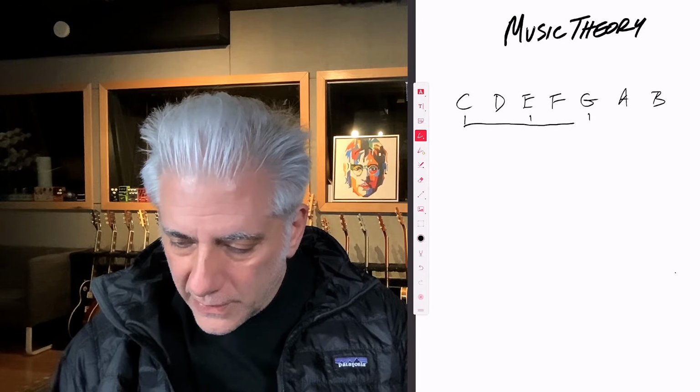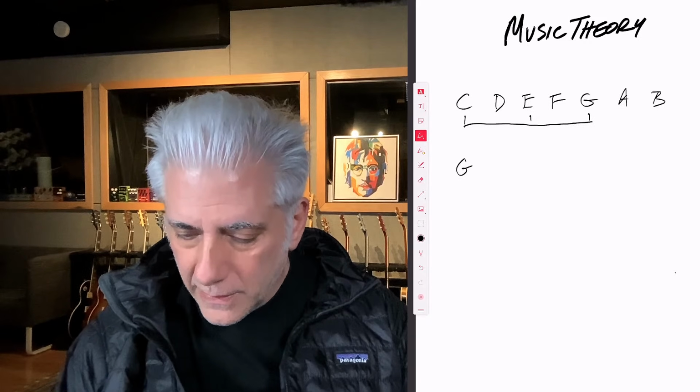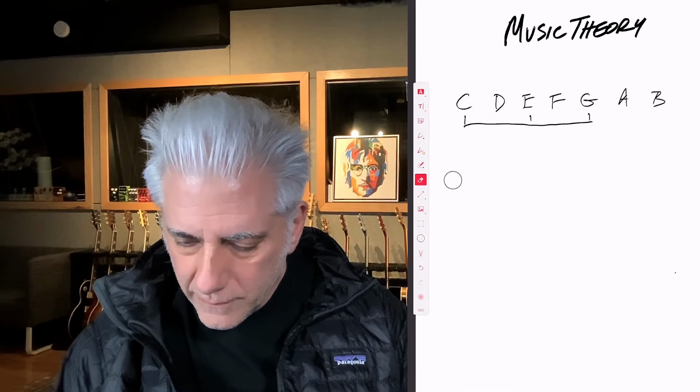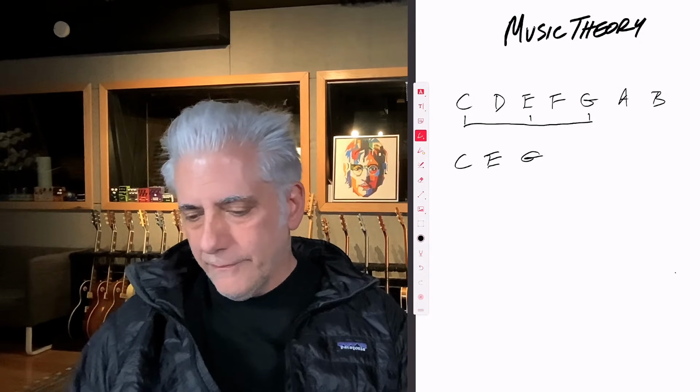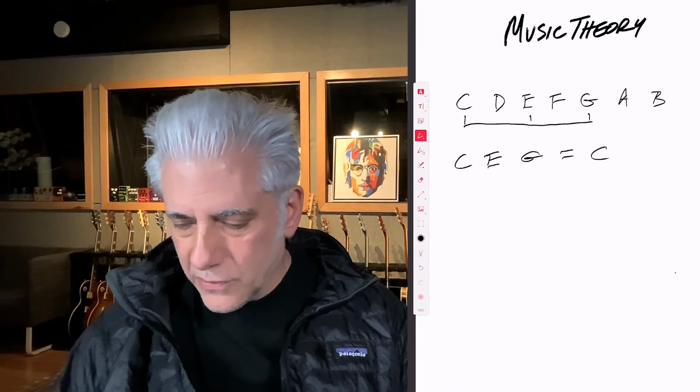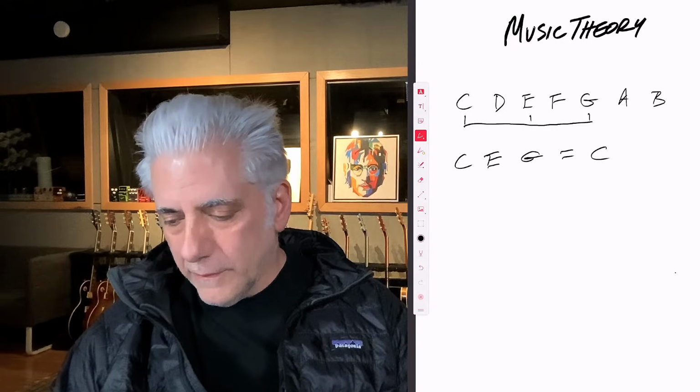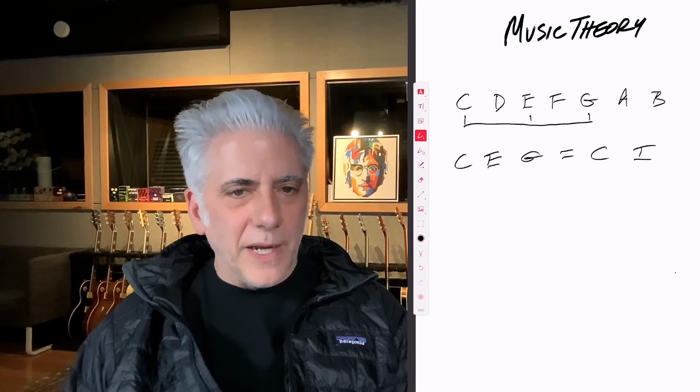So the first one is C major. C, E, G is C major, okay? Equals C major. That's your one chord, okay? You have a Roman numeral 1, a capital Roman numeral.